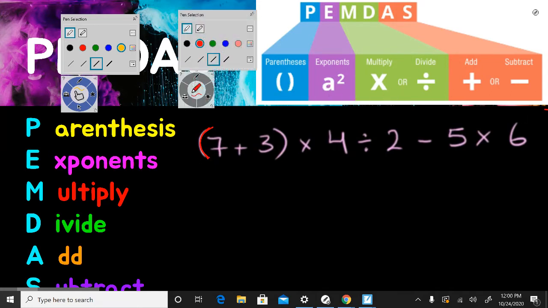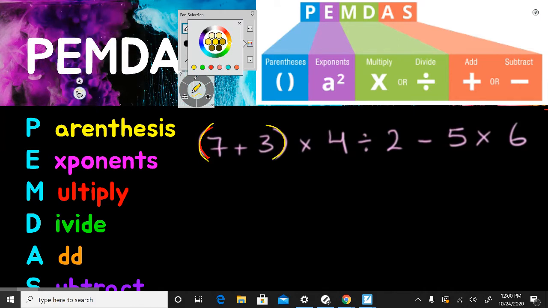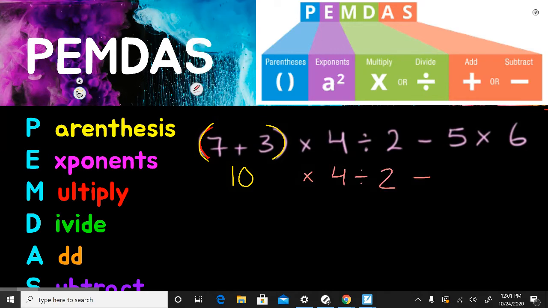Okay. Let's go yellow. So I'm going to go parentheses here. I'm going to first do what's inside the parentheses, 7 plus 3. There we have 10. And then I'm actually just going to rewrite everything that's after it exactly how we see it. So it's 10 times 4 divided by 2 minus 5 times 6. So we're rewriting after every single step.